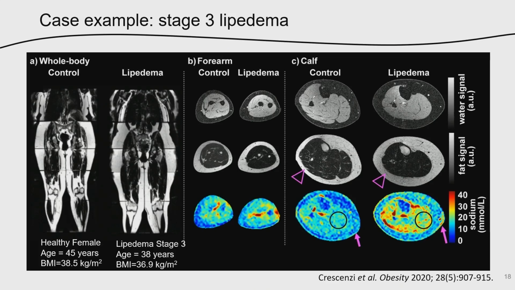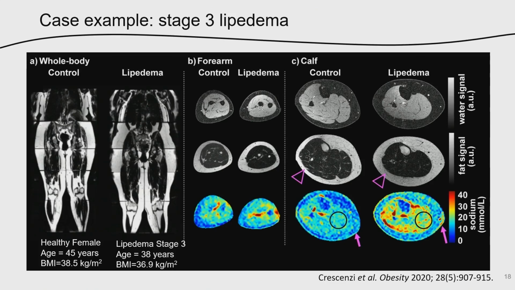In the top row, these are traditional water-weighted MRI images. In the middle row, these are fat-weighted MRI images, so the bright pixels now are all the fat tissue. And in the bottom row, these are standardized tissue sodium content maps in the same exact slices.